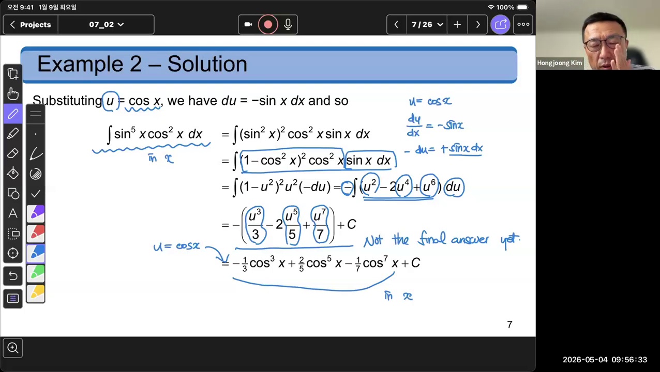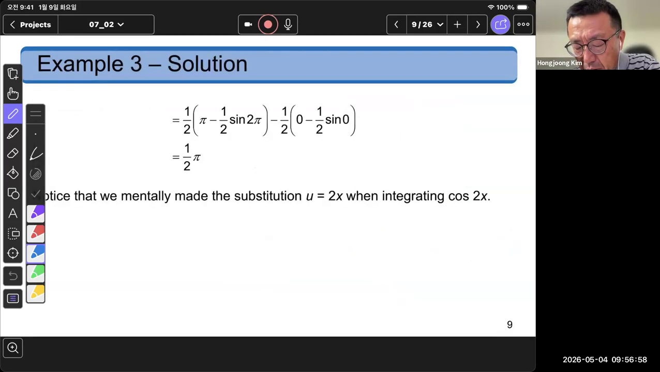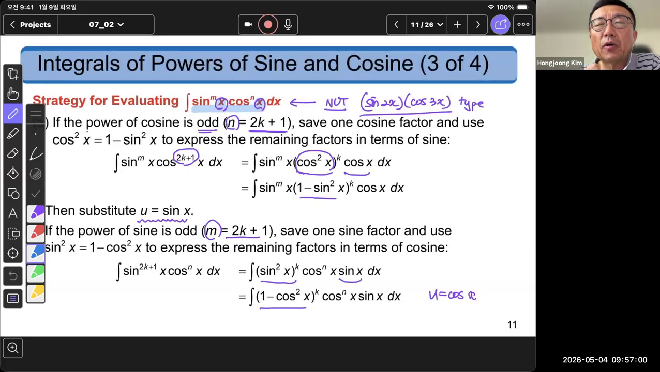Okay. So if the problem is to find the antiderivative of a certain function in x, and what you have is a certain function in u or t or s, that is not the final answer. You must go back to an expression in the x variable. So that is the formula for this product.